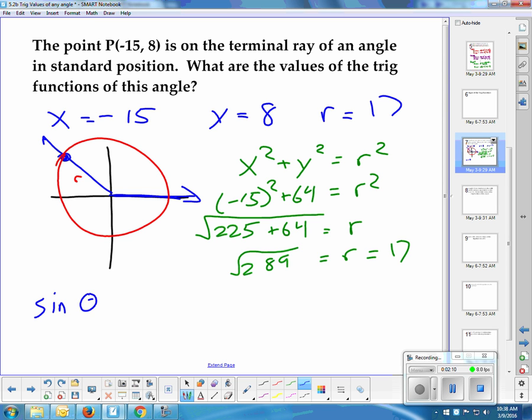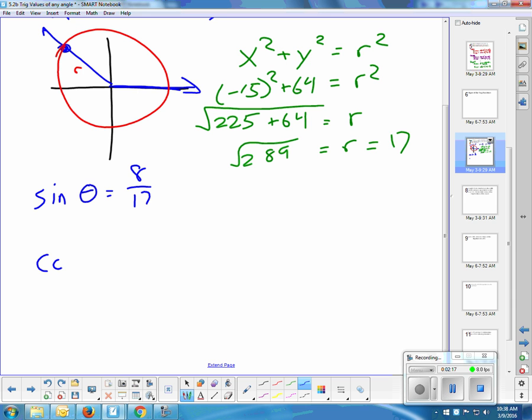Sine of theta, defined as y over r, would be 8/17. Cosine of theta, defined as x over r, will be negative 15/17. And tangent of theta, defined as y over x, would be negative 8/15. Whether you put the negative out in front, or with the 8, or with the 15, it doesn't really matter, although it would be unusual to leave the negative in the denominator.